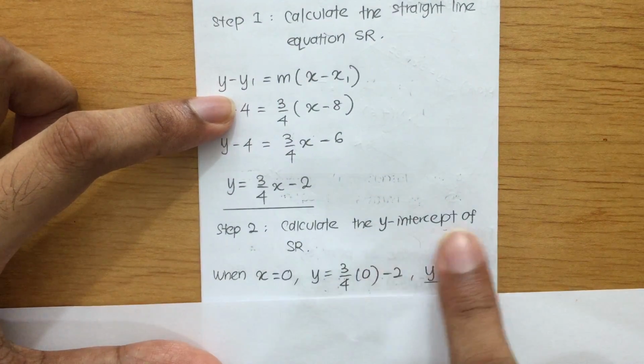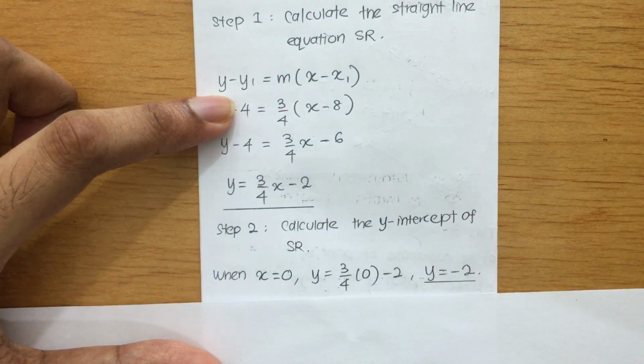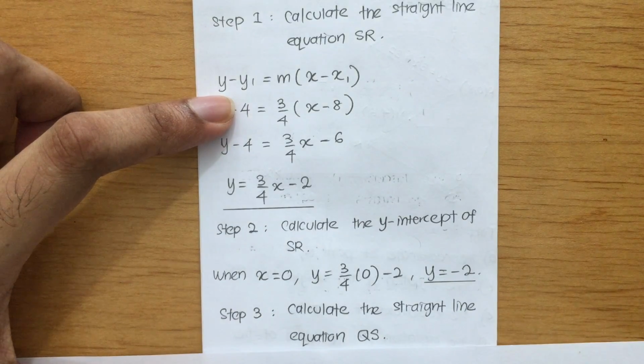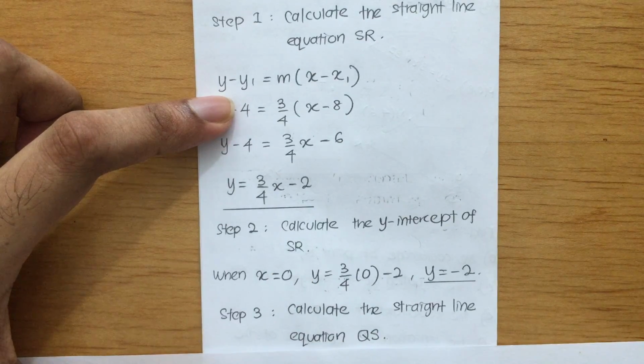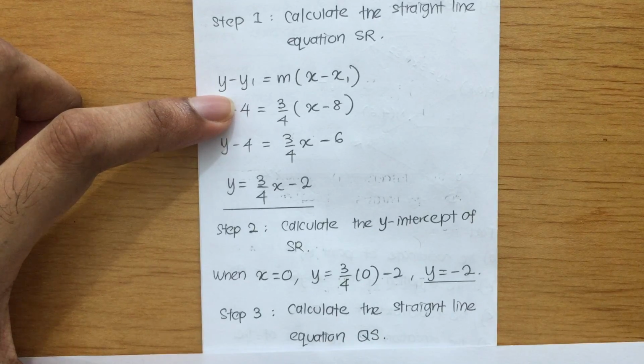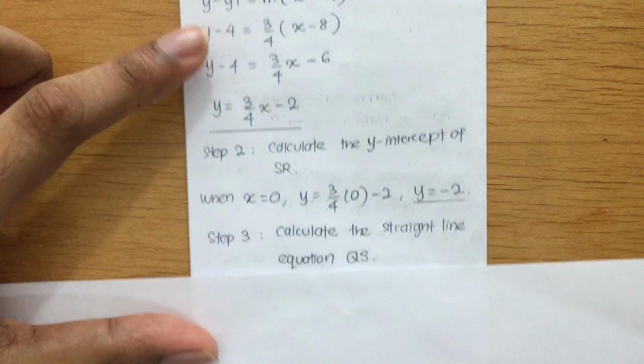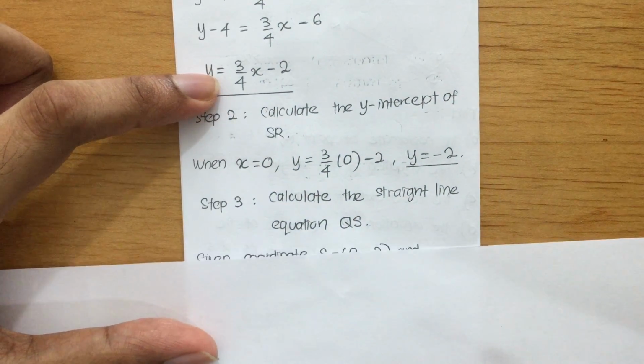So once you calculate the y-intercept of SR, now what you can do is calculate the straight line equation QS. Okay guys, you already got the coordinate of S, you have the coordinate of M. Since M is collinear with the straight line equation QS, you can use those 2 points to calculate your gradient, and then followed by the equation QS. Okay, so we start to find the gradient.